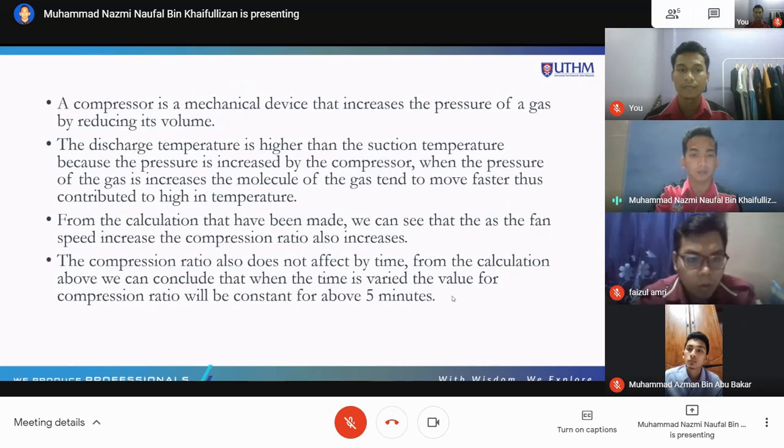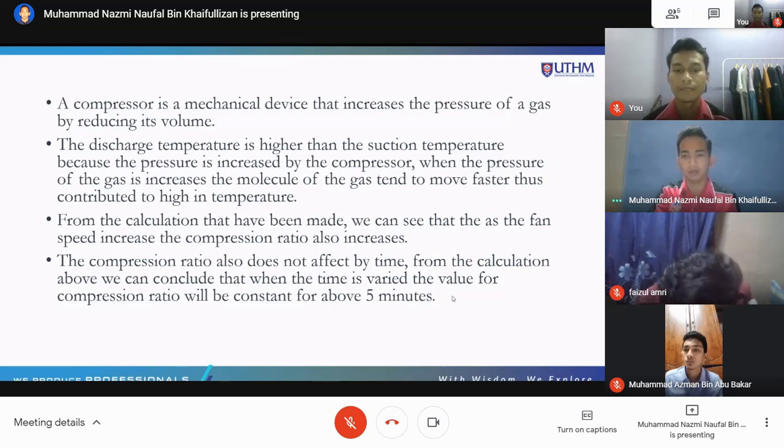A compressor is a mechanical device that increases the pressure of a gas by reducing its volume. The discharge temperature is higher than the suction temperature because the pressure is increased by the compressor. When the pressure of the gas is increased, the molecules of the gas tend to move faster, thus contributing to a hike in temperature.